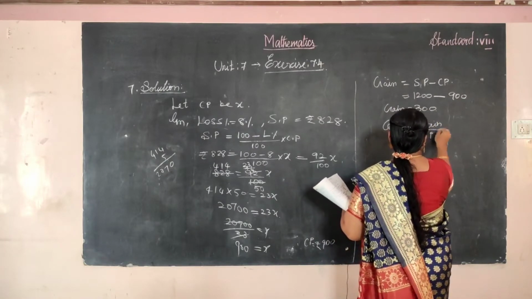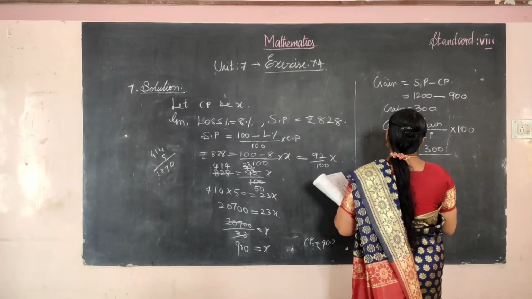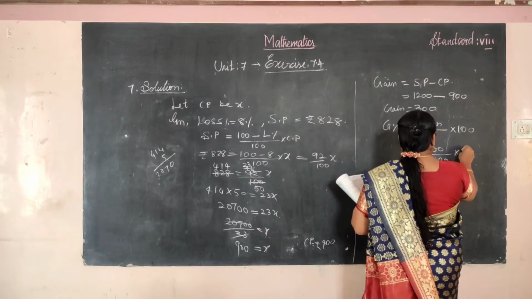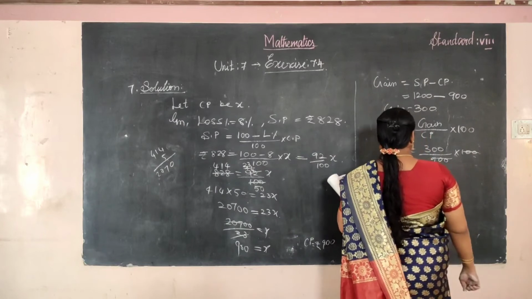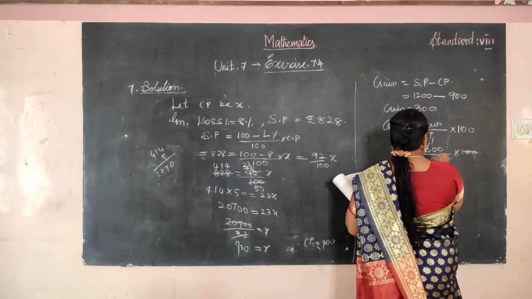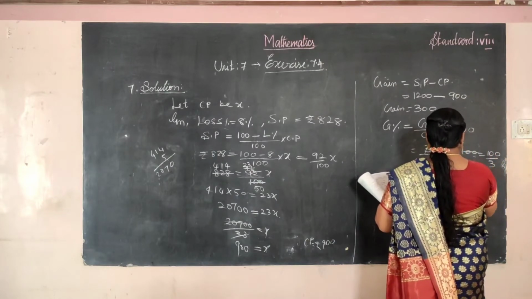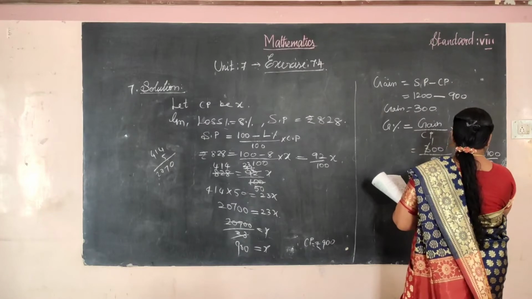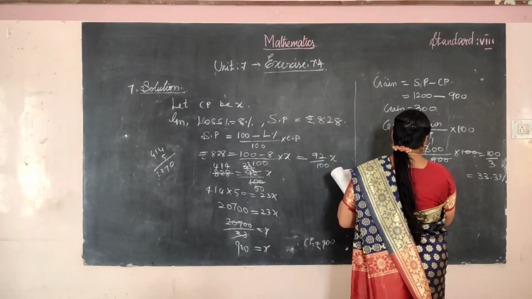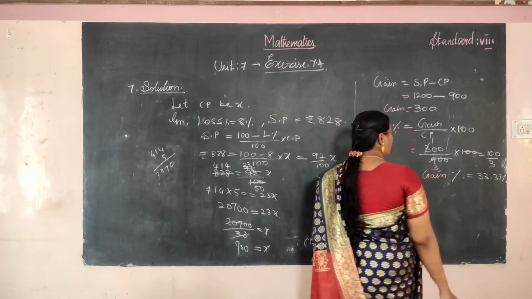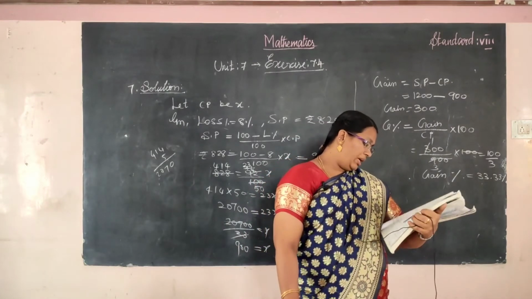So gain percentage is gain by cost price into 100. So gain 300, cost price is 900 into 100, so these two zeros will be cancelled. Okay, here 1 3, so 100 divided by 3, we get 33.3 percentage. So gain percentage is equal to 33.33 percentage.